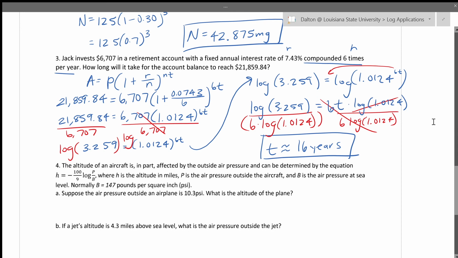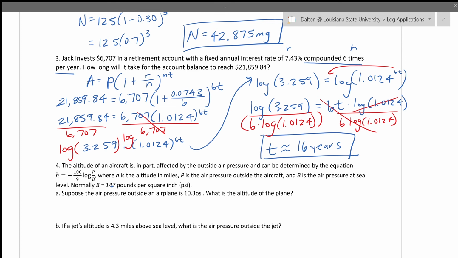Okay, number 4. The altitude of an aircraft is in part affected by the outside air pressure and can be determined by the equation H equals negative 100/9 times the log of P over B, where H is the altitude in miles, P is the air pressure outside of the aircraft, and B is the air pressure at sea level. Normally, B is equal to, this says 147 pounds per square inch. That's a lot. This should have a decimal point. Please make sure you put 14.7 PSI for B, 14.7. So this one's a double questioner.